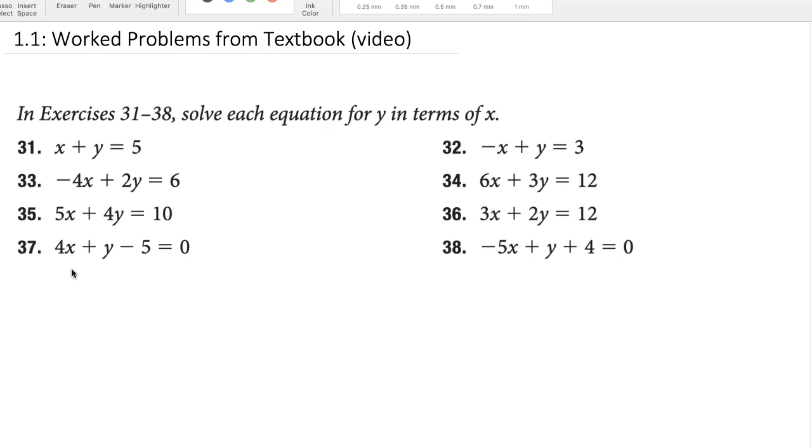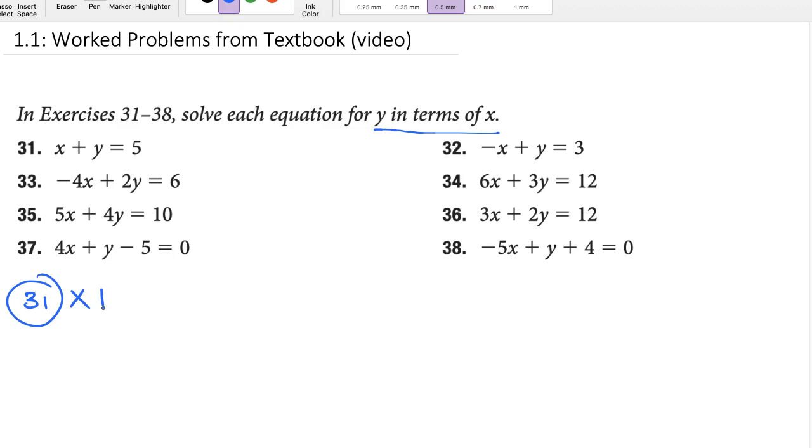All right, so I'm going to start with just, let's say, number 1. When they say solve each equation for y in terms of x, what they're saying is you want y on the left side. So number 1 is x plus y equals 5. We don't care which side y is on, we just want it by itself, because you can always flip the two sides at the end.